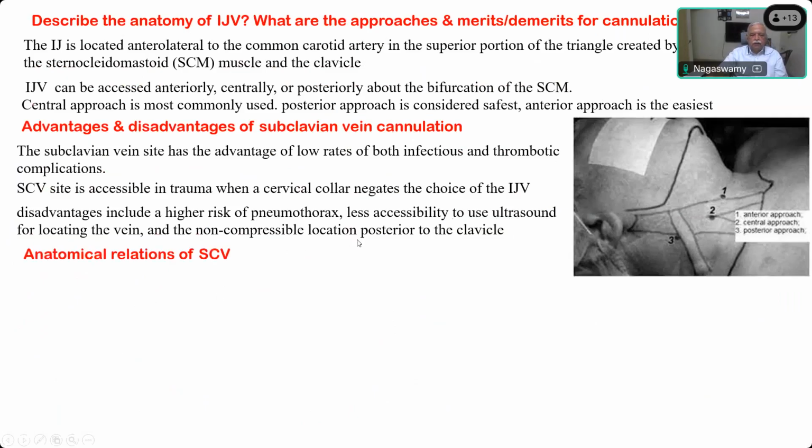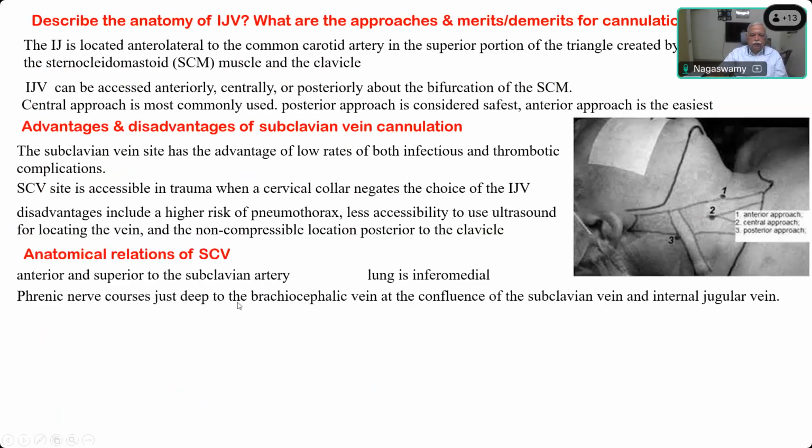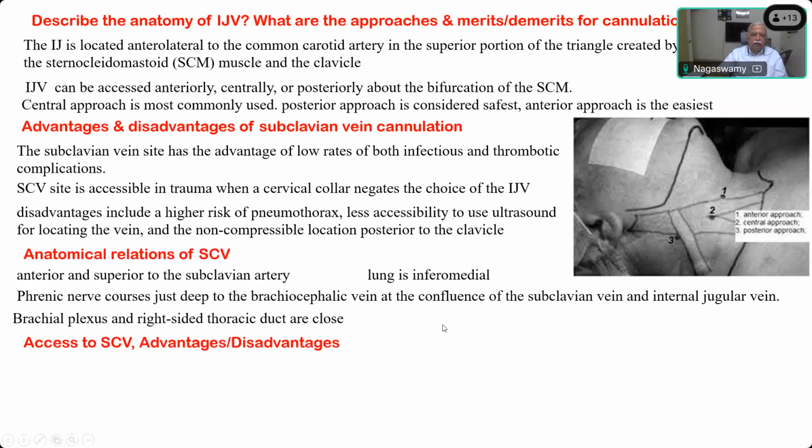And anatomical relations of subclavian vein: anterior and superior to the subclavian artery. Lung is inferomedial. Phrenic nerve courses just deep to the brachiocephalic vein at the confluence of subclavian and internal jugular. And brachial plexus and right-sided thoracic duct are close. So these are the important structures which are very close. This question they may also ask you: what are the structures which can be injured during attempted subclavian vein cannulation? You can injure the subclavian artery, you can produce a pneumothorax, you can produce phrenic nerve injury, you can produce brachial plexus injury also, and thoracic duct injury also can happen.